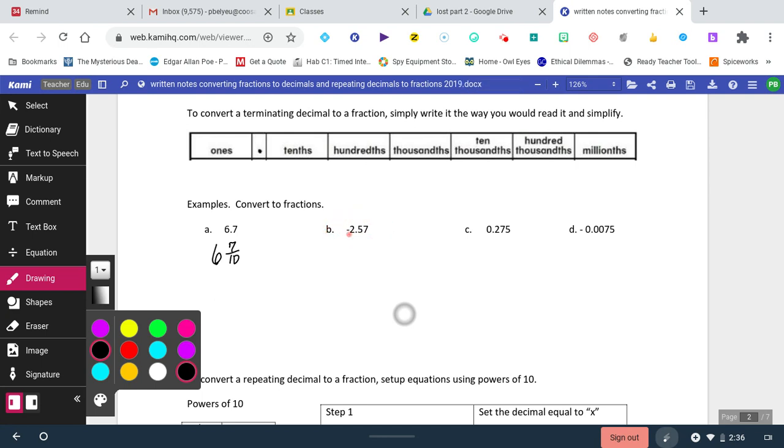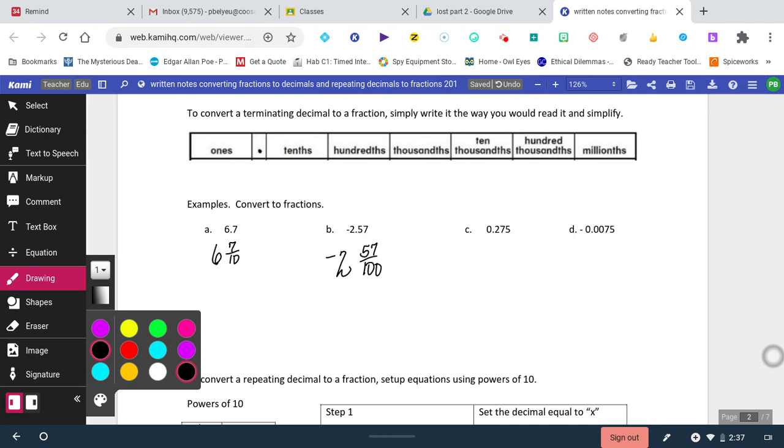The decimal is "and." -2 and 57 what? 57 hundredths, because it's 1, 2 places after the decimal. So since I read it as -2 and 57 hundredths, write -2 and 57 hundredths, and it's already simplified. You can't simplify 57 over 100 any further.